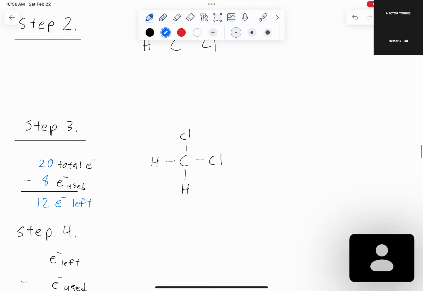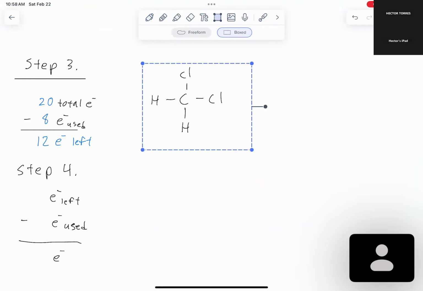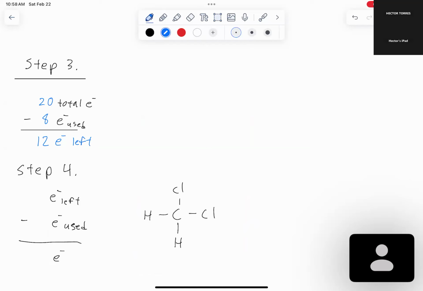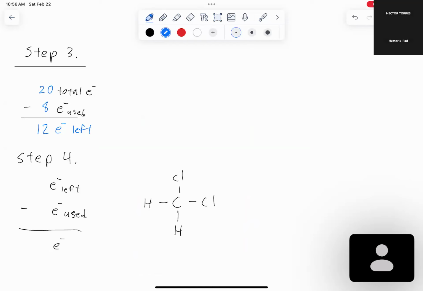So let's move to step 4. For step 4, we are going to use all the electrons we have left over to make lone pairs on the outermost atoms. So we're going to put them all on these chlorines. We have 12 left, so I can put 6 on each of these. So I just used 6 for each chlorine. That means I used 12 in total, so there are 0 electrons left.